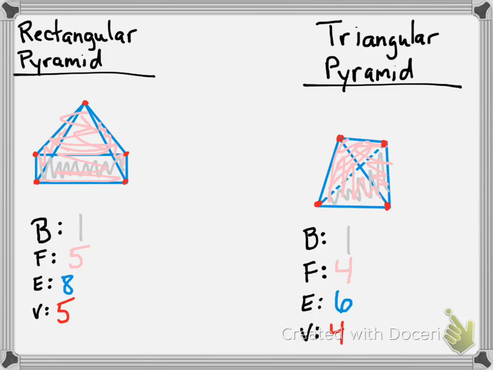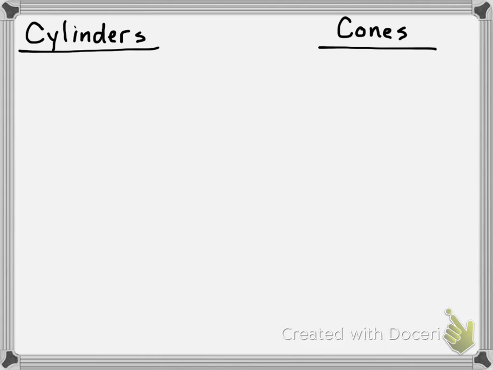Okay, so those are our characteristics for rectangular pyramids and triangular pyramids. And that's all rectangular pyramids and all triangular pyramids. Okay, so now we're going to talk about two things that don't technically fit into the prism and pyramid category, but they kind of do. They fit with them in all but name, really. And that's cylinders and cones.